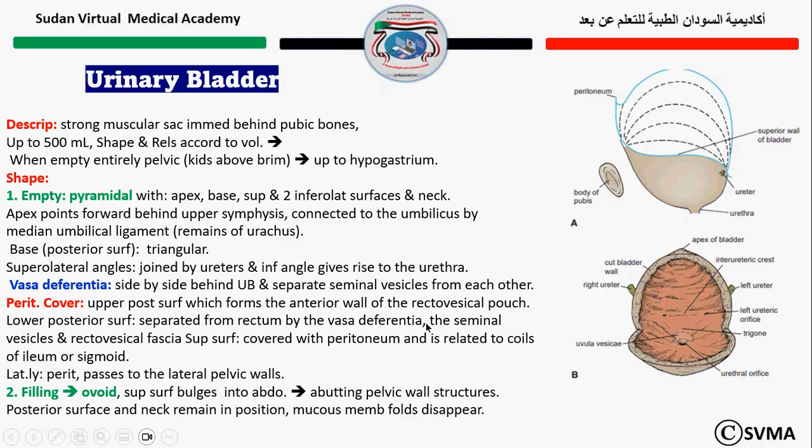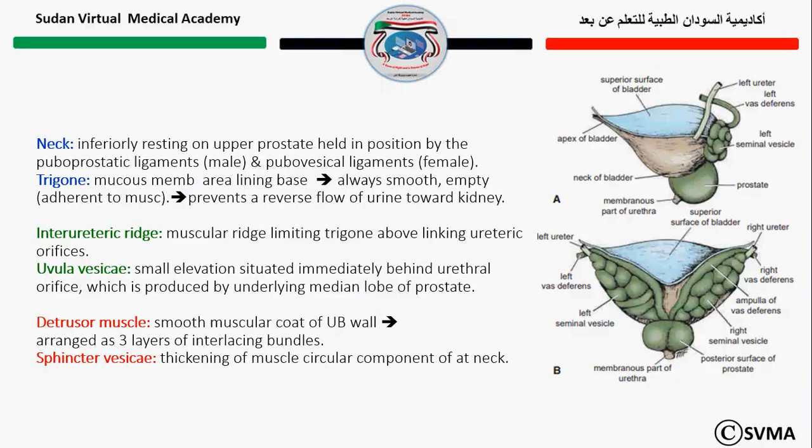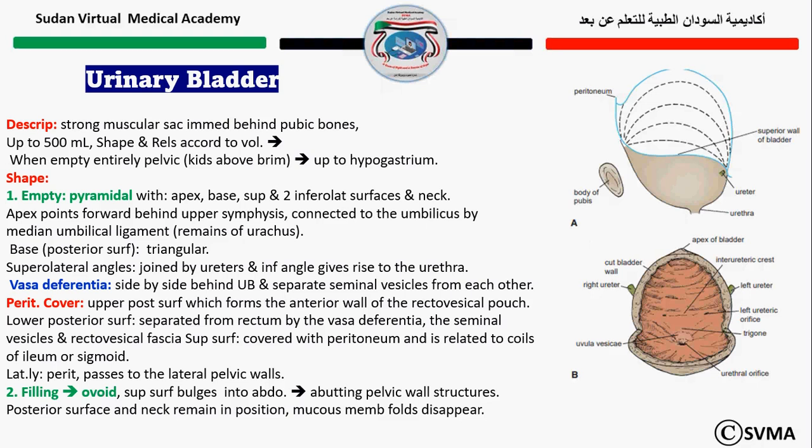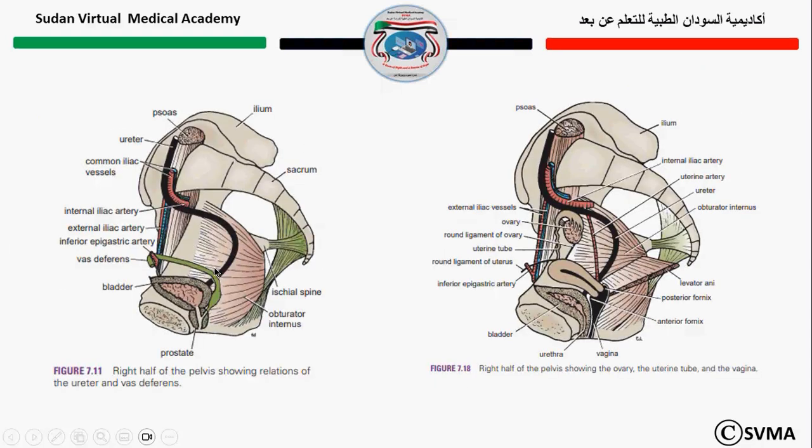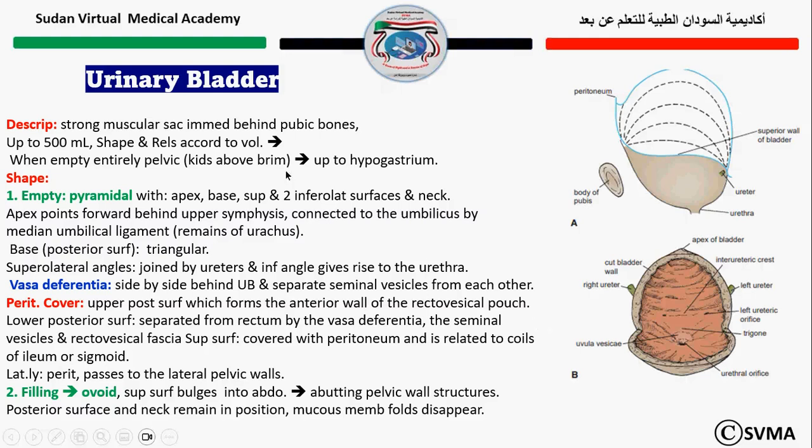Now we move to the urinary bladder. The urinary bladder is a strong muscular sac immediately behind the pubic bones. If we see this here, the bladder lies immediately behind the pubic bones in the male and in the female, and it can take up to 500 mils.